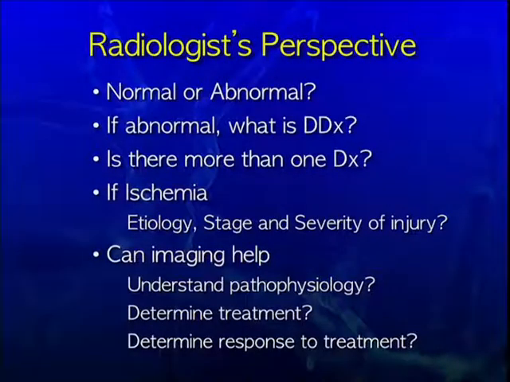So coming from a radiological perspective, I think first when we see something like that, you have to back up and say, is the imaging first normal or abnormal? And if it is abnormal, is there a differential I need to consider? Because before we start cooling everybody that comes across our workflow, we have to make sure, that's kind of our job also as radiologists, is to think broadly and make sure there's not something else going on. If there is ischemia, what's the etiology, stage, and severity? And can imaging help? So let's first focus on normal or abnormal.